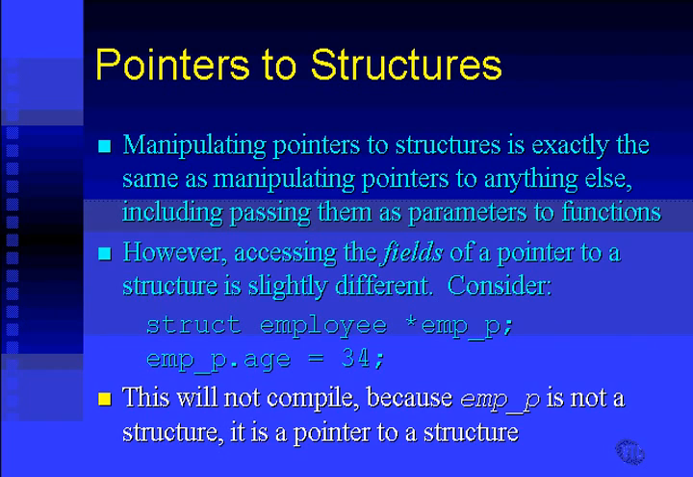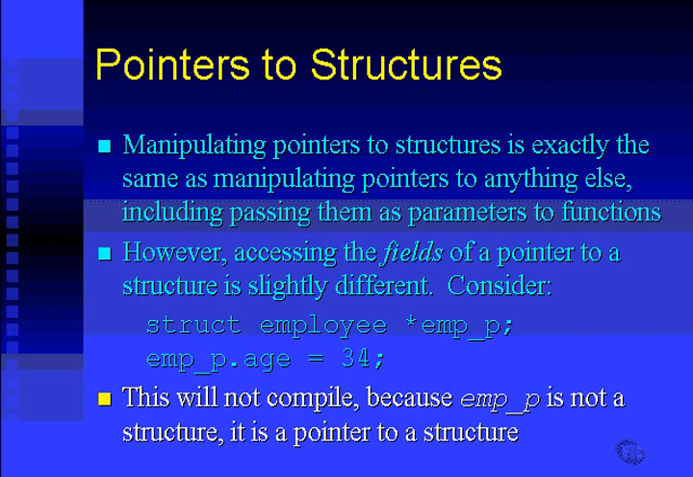And the dot operator, the little dot between the emp_p and the age, requires that the thing on its left be a structure. That's the little rule. The thing to the left of a dot must evaluate to be a structure. Now, emp_p is not a structure, it's a pointer to a structure. So that line of code, emp_p.age equals 34, will simply not compile. So we need to fix it. How do we fix it so that instead of producing a pointer to a structure, we produce just a structure? Well, how about *emp_p?